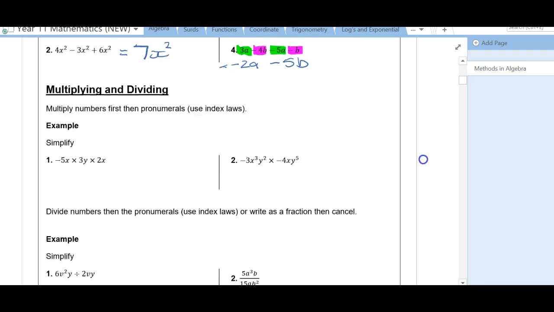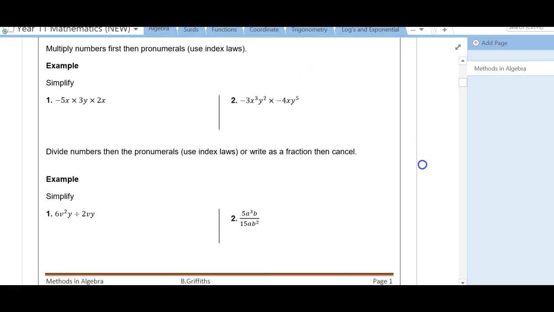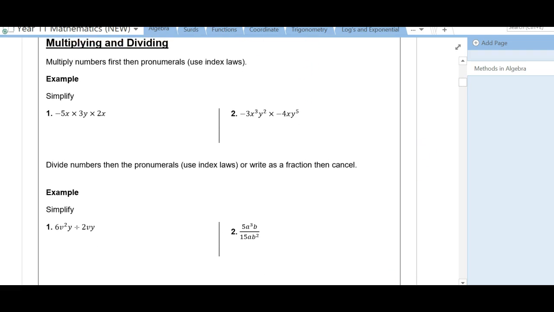Okay, when you're multiplying and dividing, you simply collect all the terms, I suppose. Do the numbers first. 5 minus 5 times 3 is minus 15, times 2 is minus 30, and I've got x, so x squared and a y.